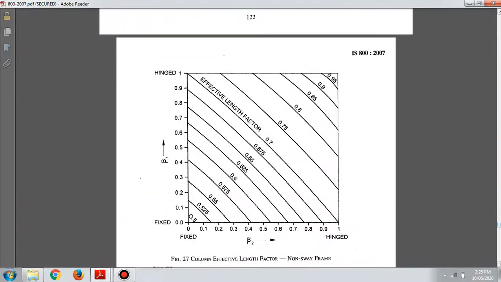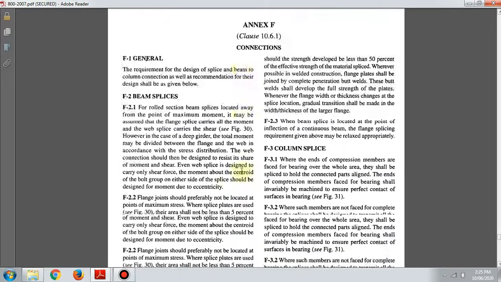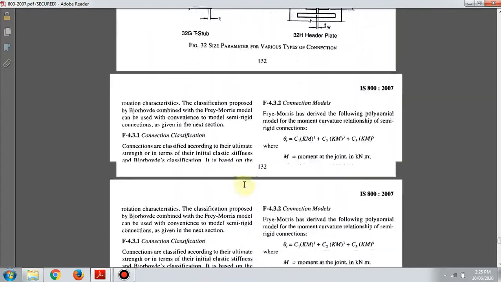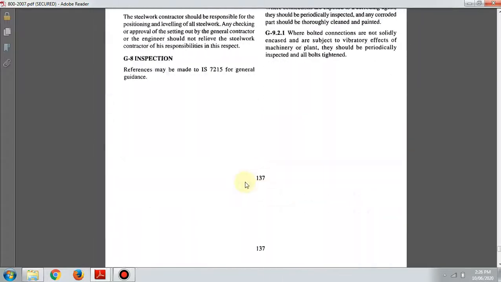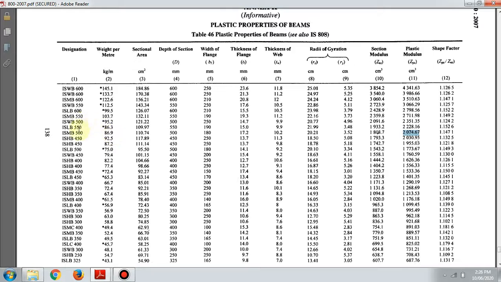So Zp is equal to 438.75 into 10 raised to 6, times gamma m0 of 1.1, divided by Fy of 250. So we got Zp as 1913 into 10 raised to 3 mm cube. Now the important thing in this design problem is that depending upon the Zp value, we have to design the section. So if I refer to IS 800 2007, with a Zp value of about 1930 into 10 raised to 3 mm cube, or 1930 centimeter cube, I'll get the section.